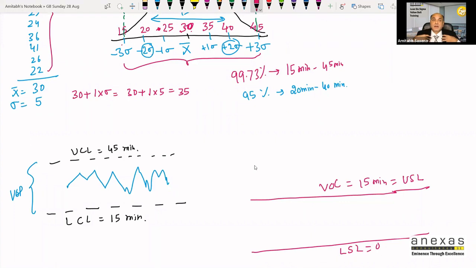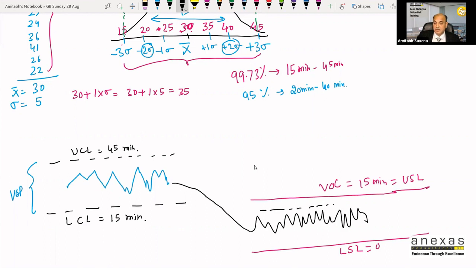So the green belt and black belt, a Lean Six Sigma professional, what they do is they try to reduce and shift the process and change the control limits of the process. Now, are you getting it? I'm changing the control limits of the process, which was 15 minutes to 45 minutes, to something within the specification limit. So maybe I can take up a project where my average now is, let's say, 10 minutes, and standard deviation is, let's say, 1 minute.